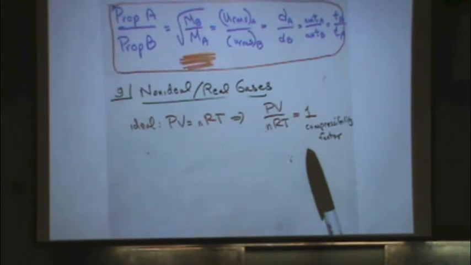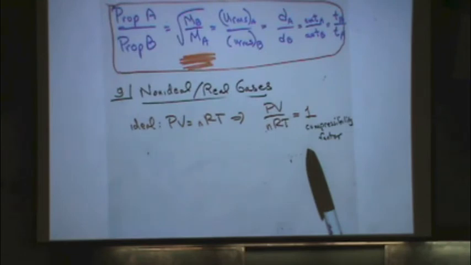So I've had exam questions that say, here's the pressure, volume, moles, and temperature. Is it ideal? If you calculate this compressibility factor, get the number 1, it's ideal. If it's a number that's not close to number 1, it's not ideal.